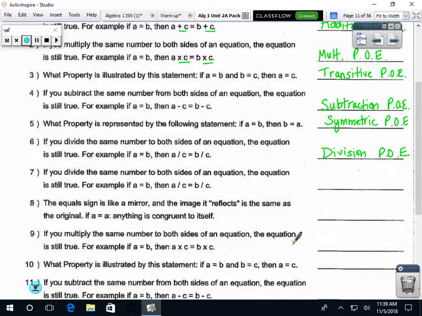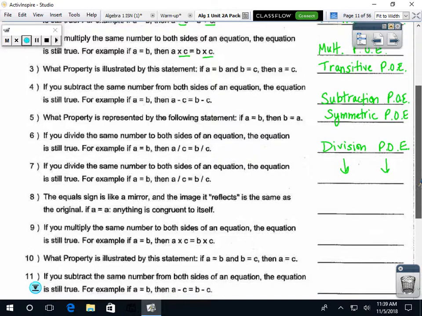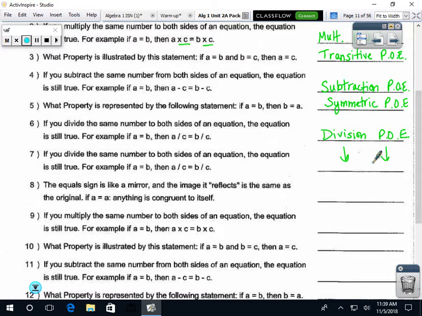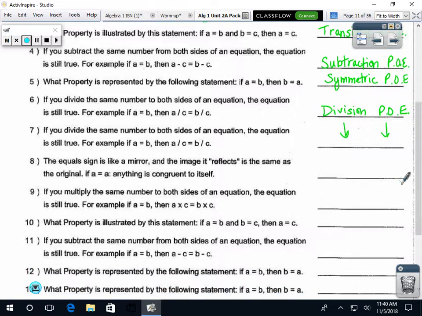Okay, number 7. If you divide the same number to both sides of an equation, the equation is still true. For example, if A equals B, then A divided by C equals B divided by C. It's also division. I don't know why they did that. I'm just going to draw arrows. I think that's an error on their part. I don't think they meant to do that. Back to back like that? Oh, at least they were separated. Yeah, if they're going to repeat it, they need to separate it a little.